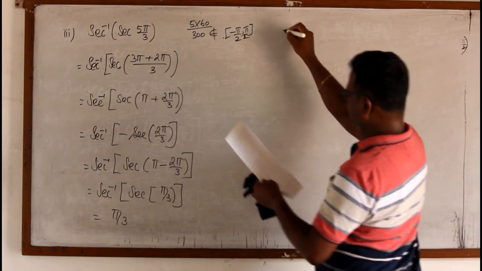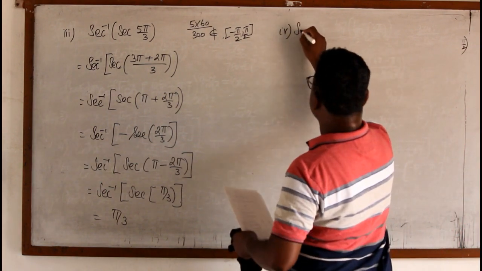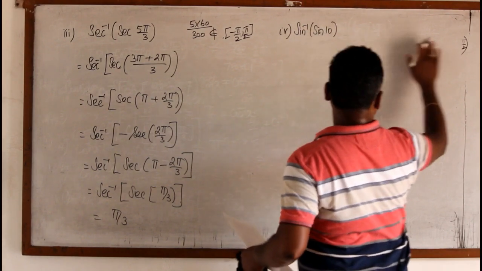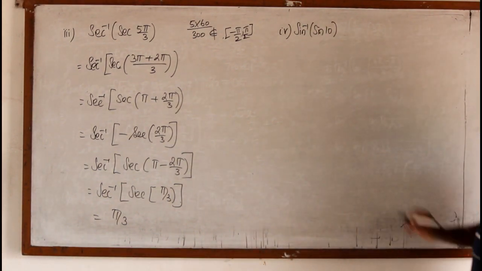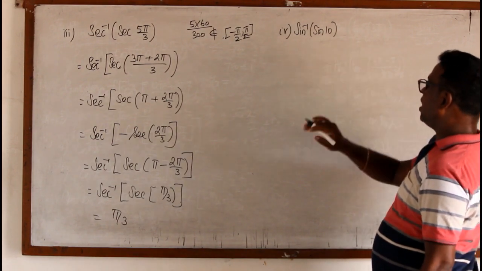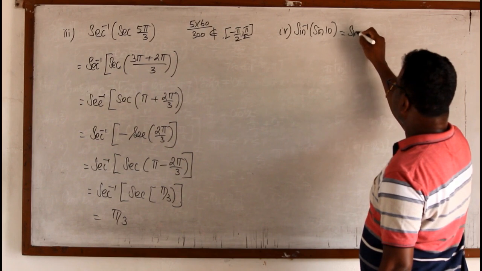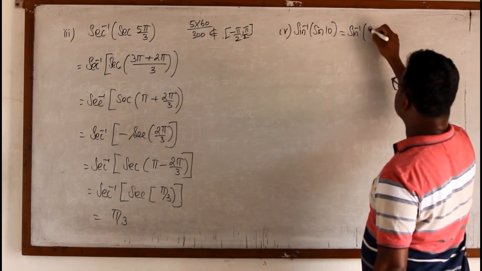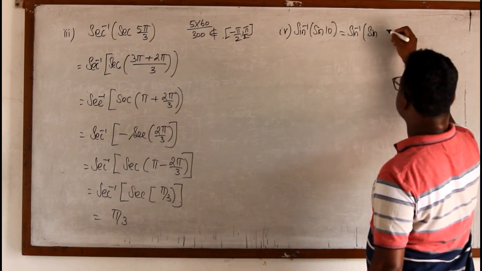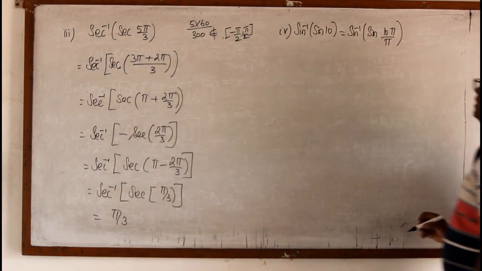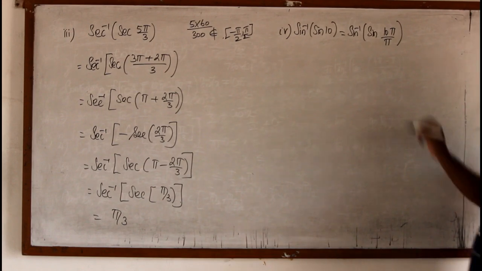Problem number 4. Sine inverse of sine 10. Here 10 is in radians, so we have to find the value of sine inverse of sine 10. Now, how to find this value? As we write everything in terms of pi and then negative multiples, shall I write 10 as 10 pi by pi? That is, I am multiplying and dividing by pi.